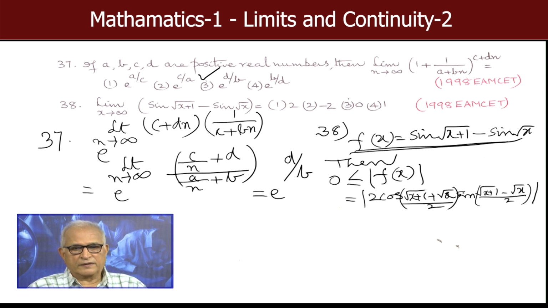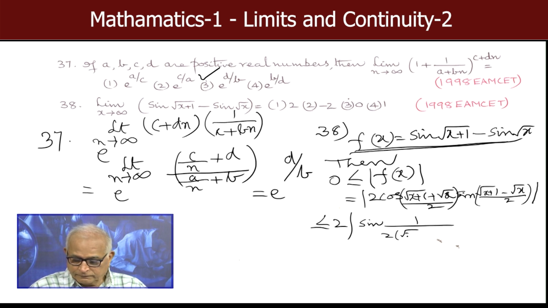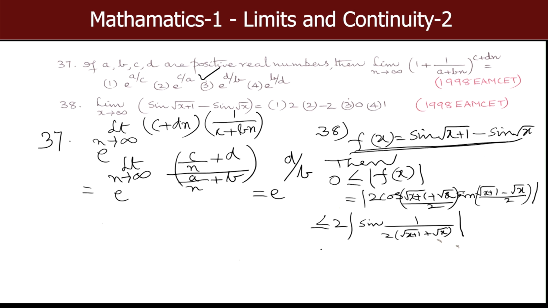I once again repeat, this is in the form sin A minus sin B, which is 2 cos (A plus B) by 2 sin (A minus B) by 2. Well, cosine always has the maximum value 1. Therefore, this is less than or equal to twice mod sin of (root (x plus 1) minus root x) by 2. I write root (x plus 1) minus root x as 1 by (root (x plus 1) plus root x). Follow? It is the same, because when you multiply root (x plus 1) minus root x by root (x plus 1) plus root x, you get 1.